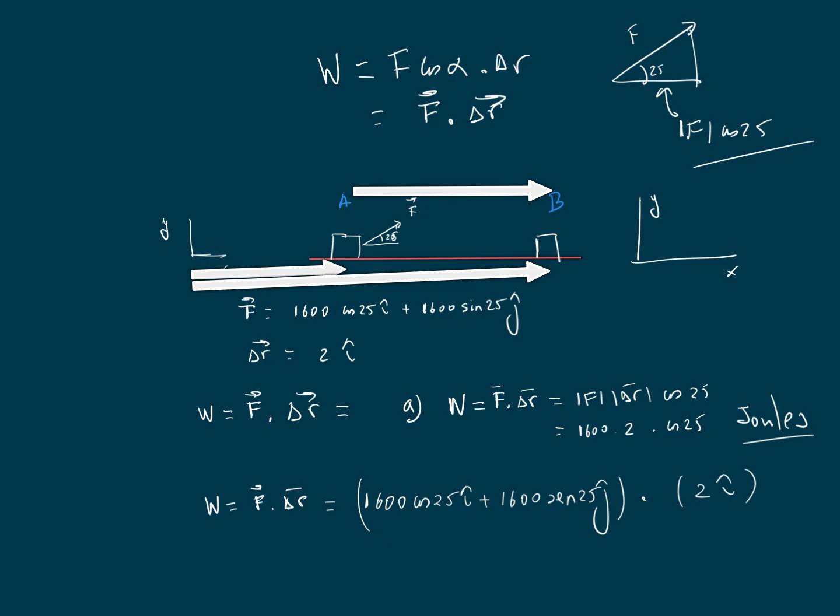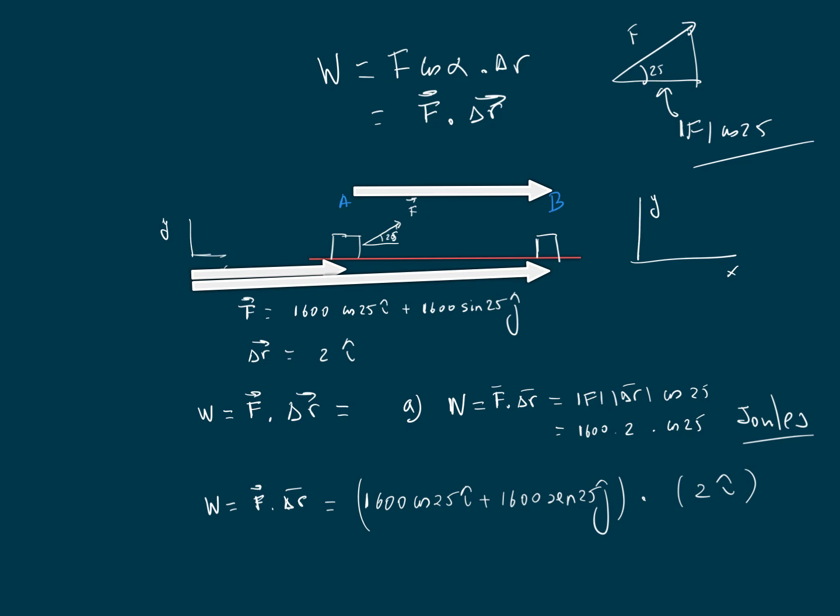So there are two ways of doing it. One is using the definition of the dot product: the magnitude of the first by the magnitude of the second by the cosine of the angle that the force makes with the displacement. So you plug in numbers and it would be 1,600 by 2 by cosine of 25. And this will give you the work in joules.